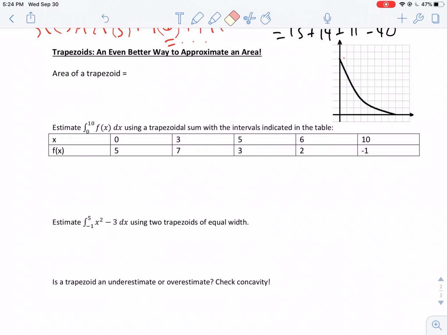So what we're going to do now is talk about another way to estimate. So you just estimated with rectangles. Trapezoids actually turn out to be an even better way to estimate an area. So again, let's look back at the same area. Let's split it up at 4 and at 8.